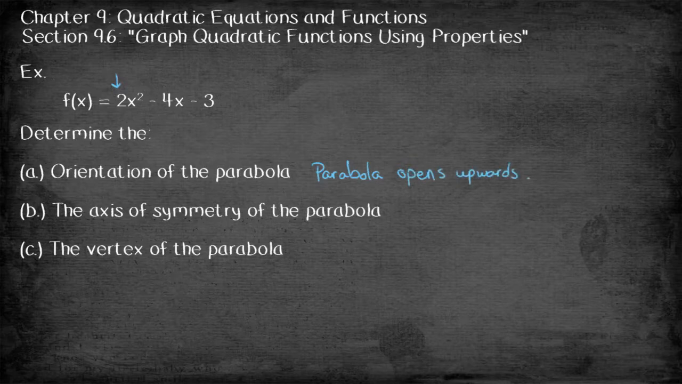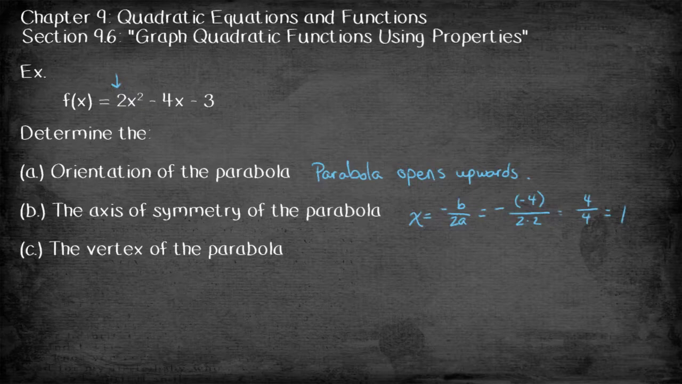Next, we want to determine the axis of symmetry of the parabola. We know that that's given by the equation x equals negative b over 2a. This is going to be equal to the negative of negative 4 over 2 times a, which is 2 times 2, or 1. So the axis of symmetry is the vertical line x equals 1.